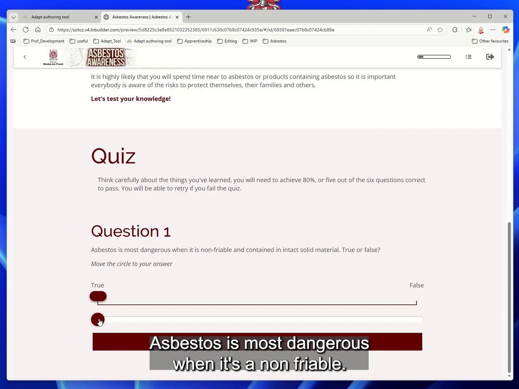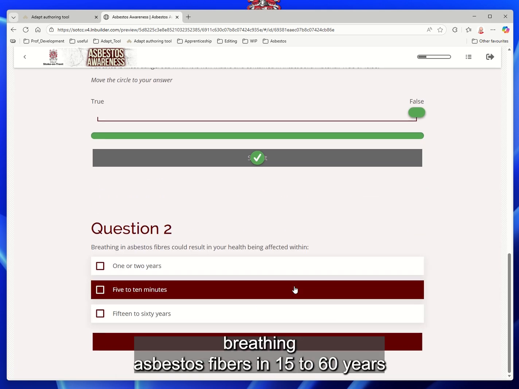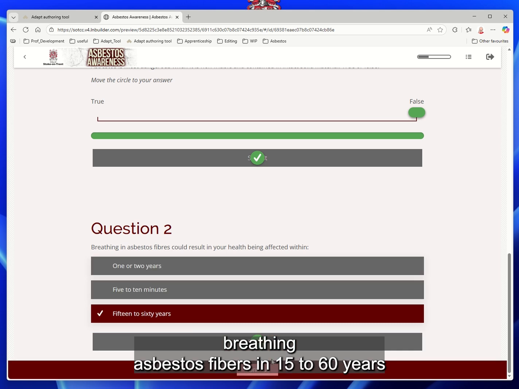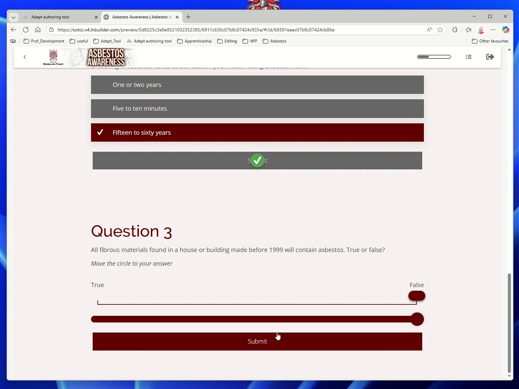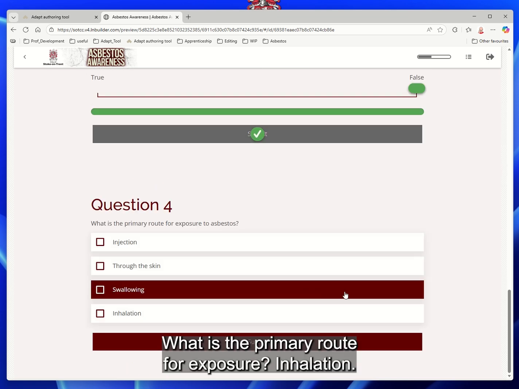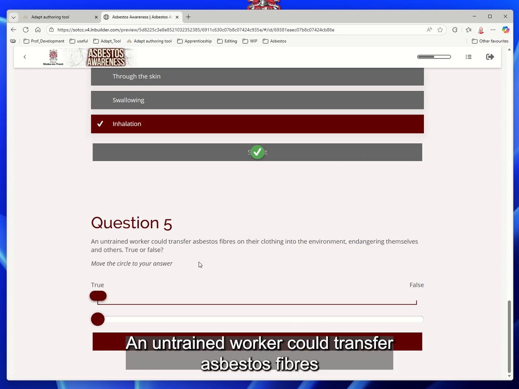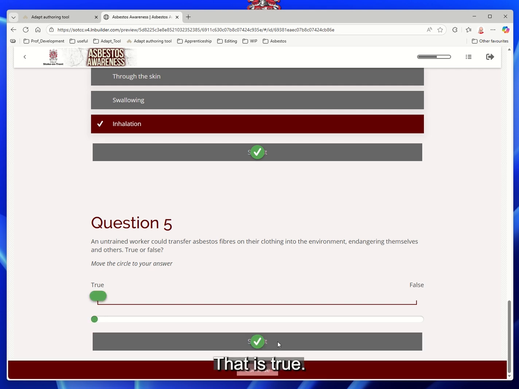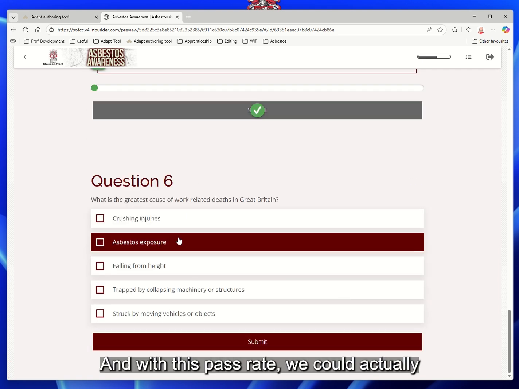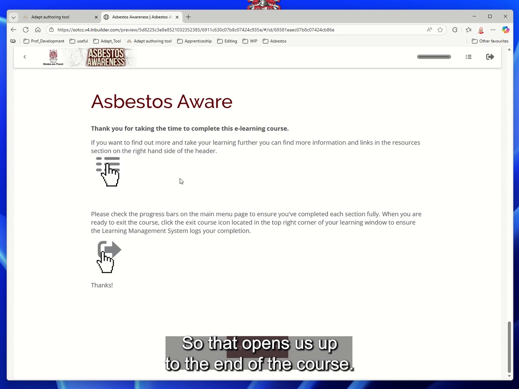Asbestos is most dangerous when it's non-friable. That's false. Breathing asbestos fibres in 15 to 60 years. All fibrous materials will contain asbestos. That's not true. What is the primary route for exposure? Inhalation. An untrained worker could transfer asbestos fibres on their clothing into the environment, endangering themselves and others. That is true. And with this pass rate, we could actually get one of those wrong and still score enough to pass the quiz. So that opens us up to the end of the course.